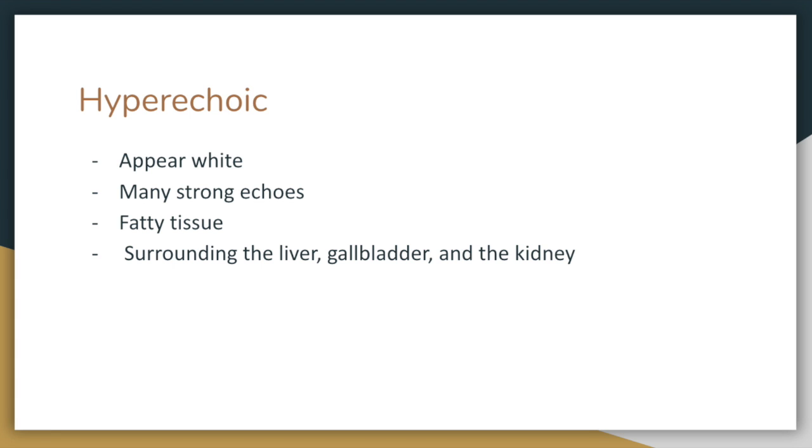The way I like to memorize this is a little analogy. When you're hyper, you run around, just like the fatty tissues run around the liver, kidney, and gallbladder.